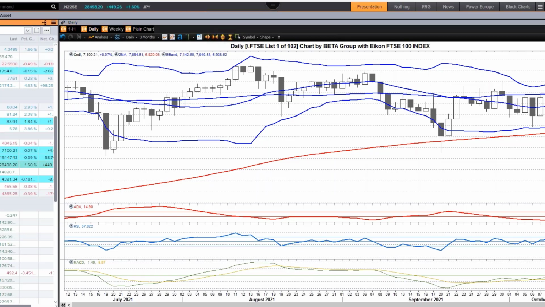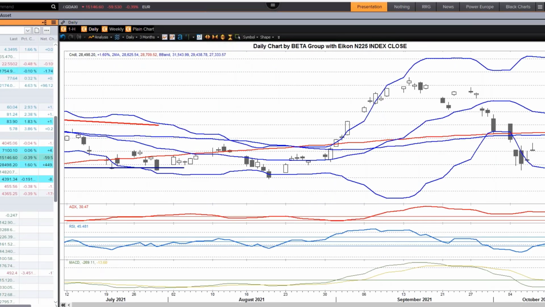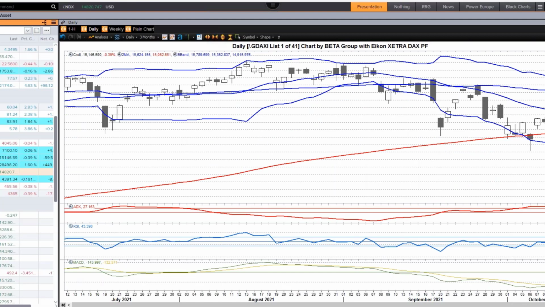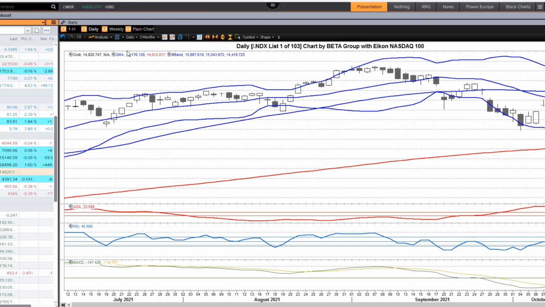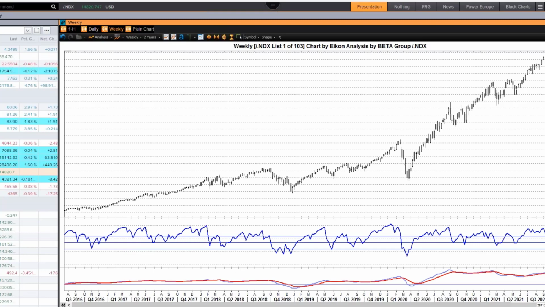I missed out accidentally the Tech 100. This doesn't look as good. Sorry, here's the weekly chart. Here it's come down a lot. The big support comes in at 14,000 here, and it hasn't quite reached that yet, but it's still looking bearish there.